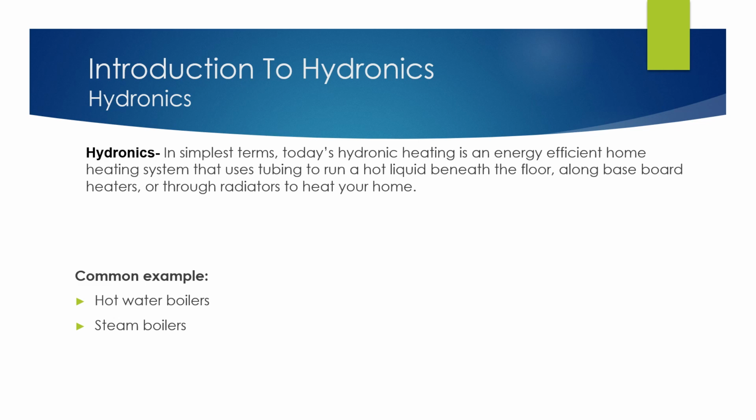Introduction to Hydronics. Hydronics in simplest terms, today hydronic heating is an energy efficient home heating system that uses tubing to run a hot liquid beneath the floor along baseboard heaters or through radiators to heat your home. Common examples: hot water boilers, steam boilers.